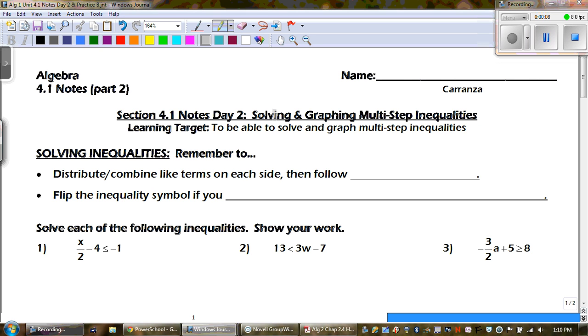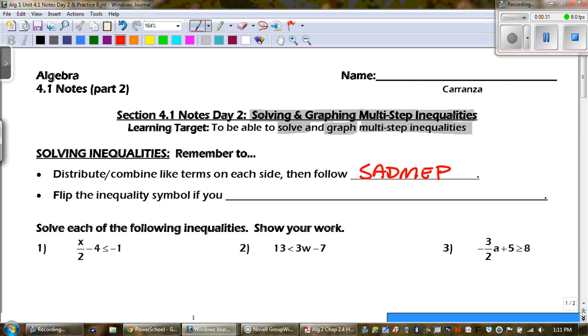Today we're talking about solving and graphing multi-step inequalities. Our learning target today is to be able to solve and graph multi-step inequalities. So, a couple things to remember. After you distribute or combine like terms on each side, then you need to follow the rules of SADMAP, okay, the reverse order of operations.